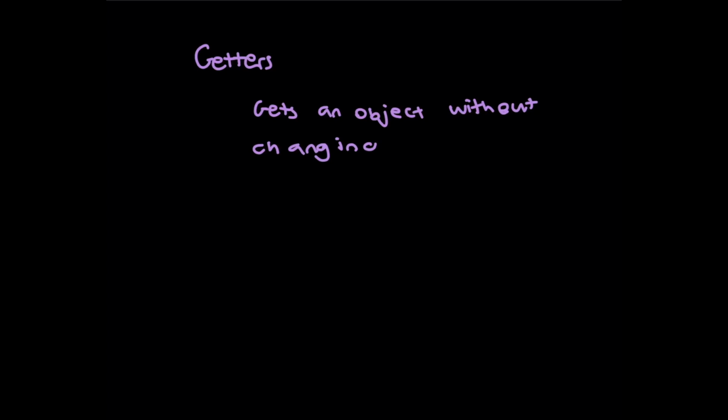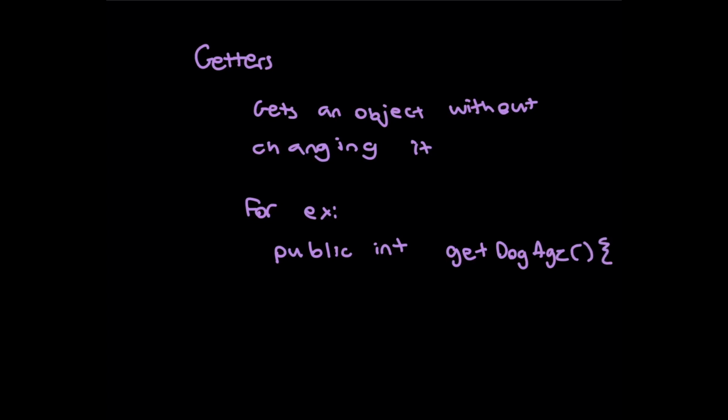Now let's go over getters. Getters are also called accessors or accessor methods, since they access a class without altering the object. They also return some information about the object. For example, to get the age of a dog, we would use a getter that says public int getAge, and then the method would somehow return the age. The dot operator is used to say it belongs to the class in this instance.